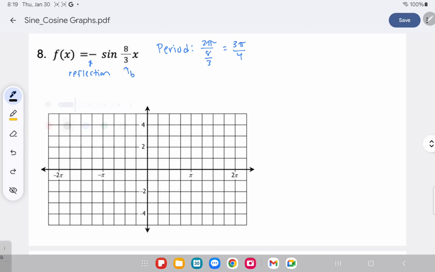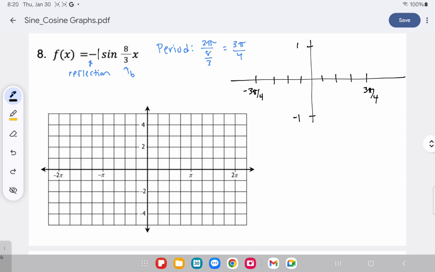This is a good one to kind of sketch our own graph out to the side first. Our amplitude, which I also should have said, is just 1 because there's no number in front. So we're going to be going up to 1 and down to negative 1. We're just going to be going down first because it's a reflection over the x-axis. And because our period is 3 pi over 4, I'm going to make the fourth tick mark 3 pi over 4 in both directions. And why I go in both directions is because typically when we graph these trig functions, we want to graph at least 2 periods. So I do 1 period to the right and 1 period to the left.